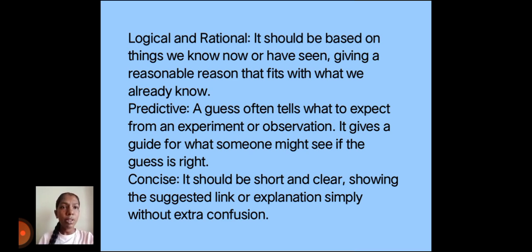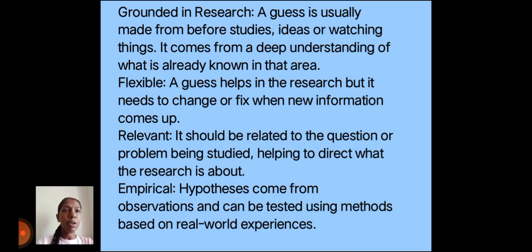It should be based on things we know now or have seen, giving a reasonable reason that fits with what we already know. Predictive. A guess often tells what to expect from an experiment or observation. It gives a guide for what someone might see if the guess is right. Concise. It should be short and clear, showing the suggested link or explanation simply without extra confusion. And grounded in research. In this, a guess is usually made from before studies, ideas or watching things. It comes from a deep understanding of what is already known in that idea.